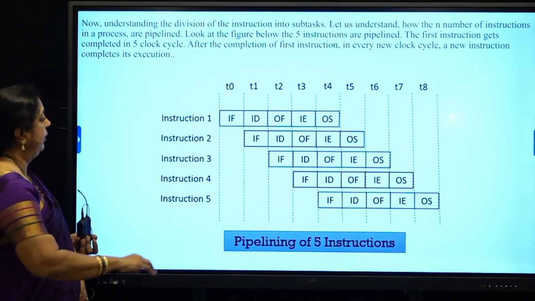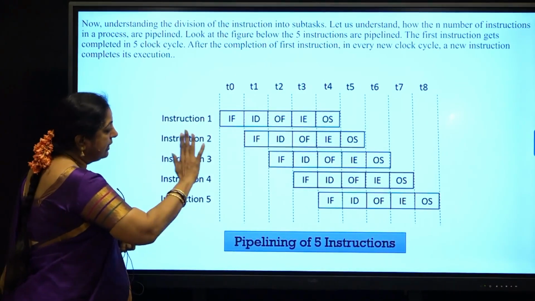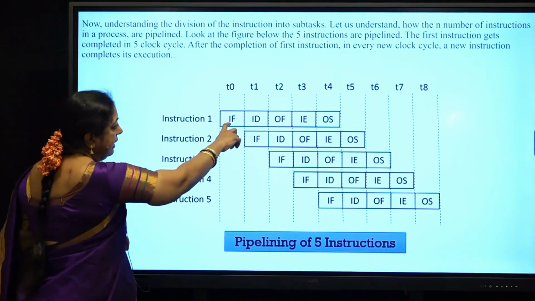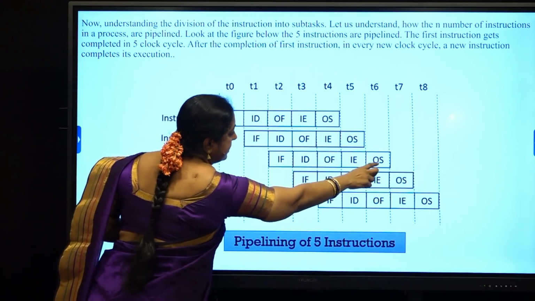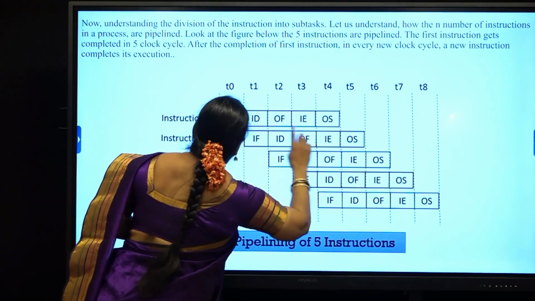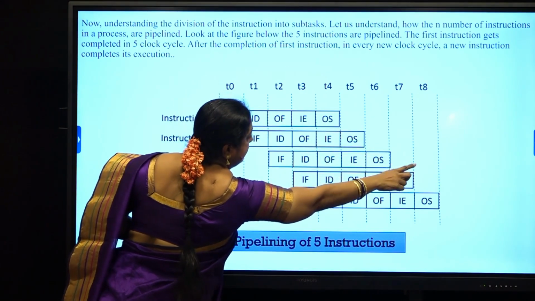Now, to complete all the 5 instructions, how many clock pulses are required? Starting from T0: 1, 2, 3, 4, 5, 6, 7, 8, 9.